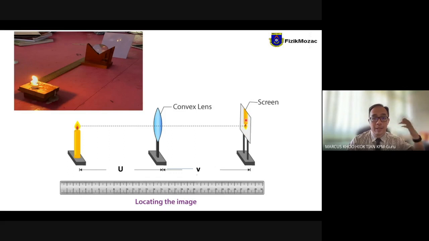Yes, it's going to be upside down, because we know that most of the real images are inverted. So definitely it's going to be upside down, and the simulation that you saw just now is also upside down.